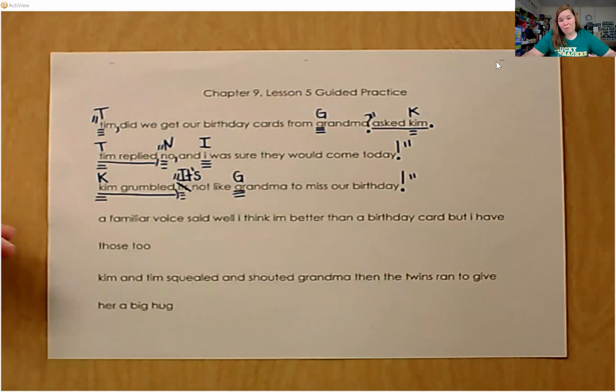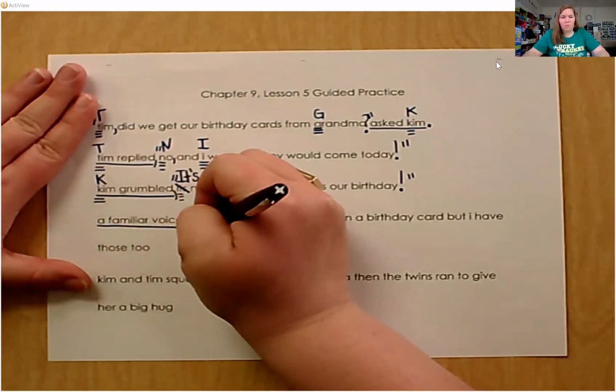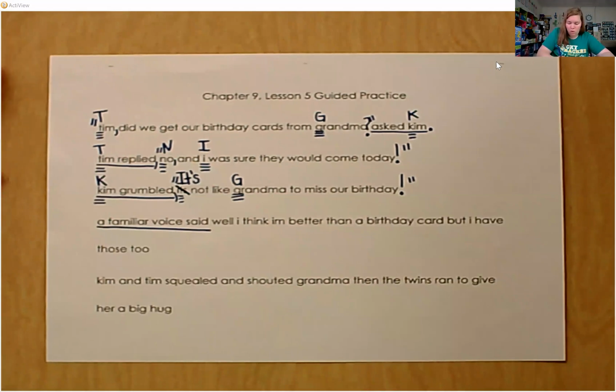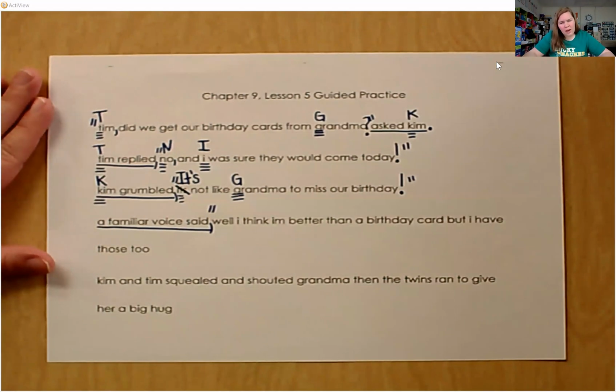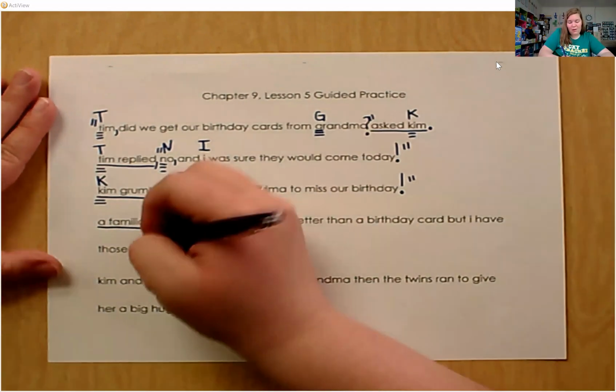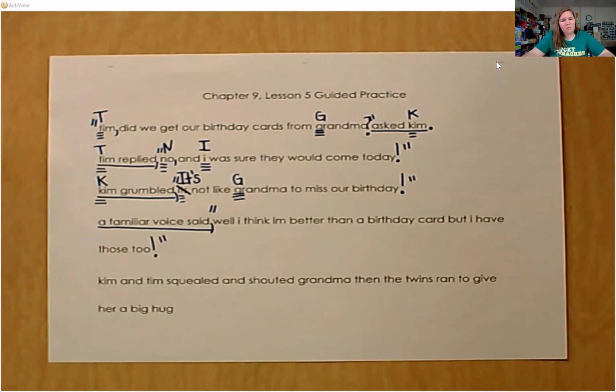New line. Somebody's going to talk again. A familiar voice said, "Well, I think I'm better than a birthday card, but I have those too." Who is talking now? Is it Tim or Kim? It says a familiar voice. A familiar voice said. Those are the explanatory words. So we're ending with the quote. So put a comma, start your quote. Do you know what's happening here? I'm going to end with another exclamation mark and then end your quote.